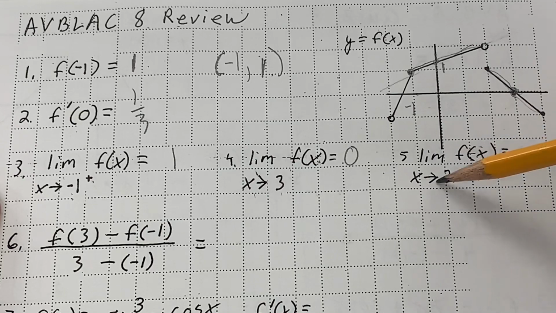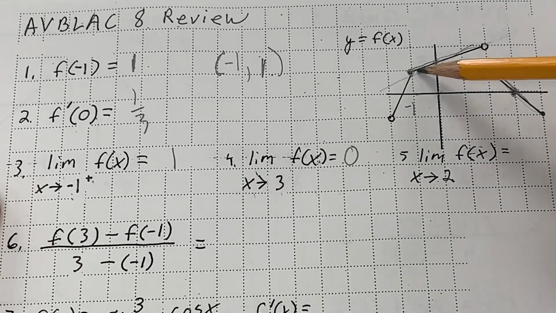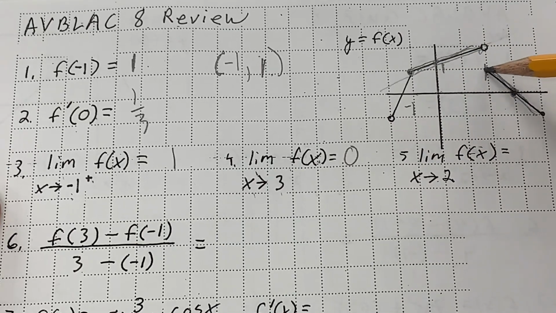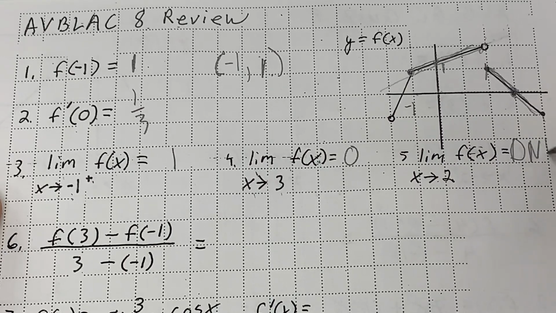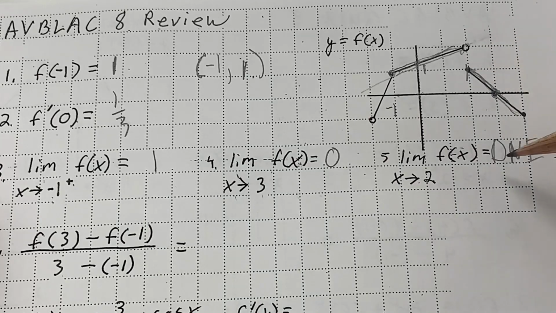Limit of f of x as x approaches 2, so 1, 2. Notice the left-hand limit is going to be 2. The right-hand limit is going to be 1. And because there's a jump there, we put the limit does not exist. And that's what they were talking about in Mean Girls. There's a jump discontinuity at that spot.